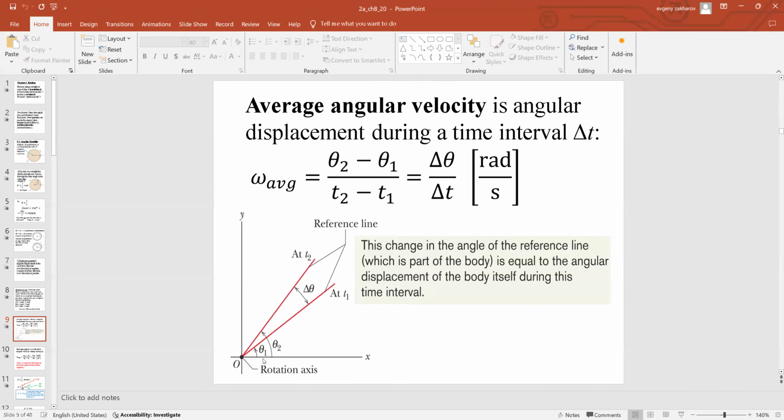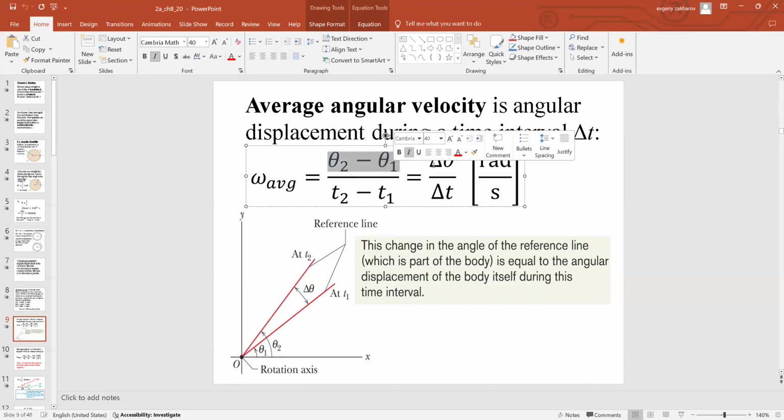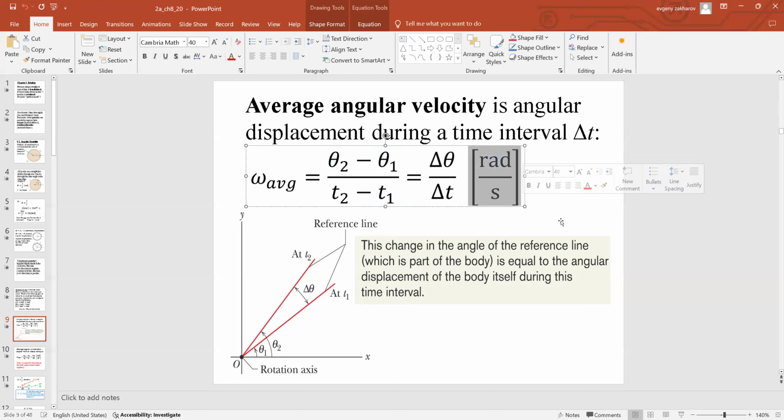From angular displacement onto angular velocity. Remember, linear velocity was the displacement with respect to time. Guess what? It's the same idea for angular velocity. It's the change in angular position, which is your angular displacement, with respect to time. The only difference is that it used to be meters per second. Now we're talking radians per second.